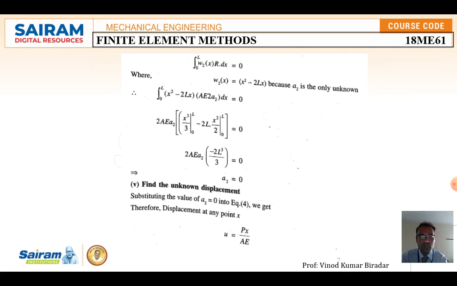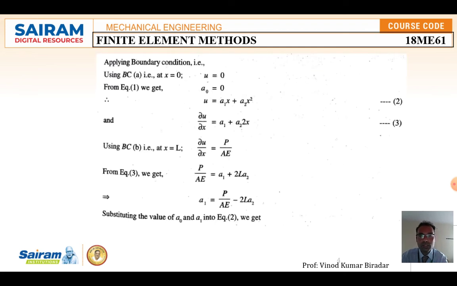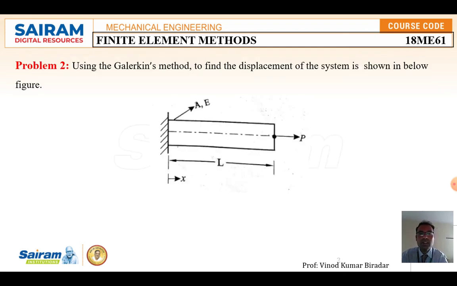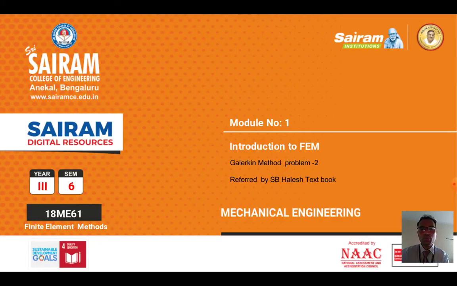So this last equation, u is equal to px by ae, is the displacement at the midpoint, the deflection for the given beam. That is the calculated answer. Use it to find the displacement of the system. Like that you have to solve the problems on the Galerkin method as well as the Rayleigh method. I hope you understand the difference between the Rayleigh method, Galerkin method and potential energy, after solving all three different types of problems.